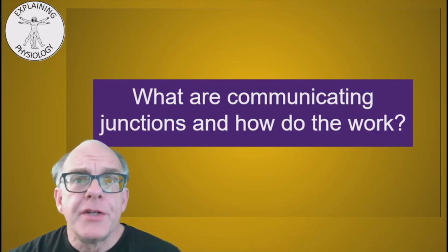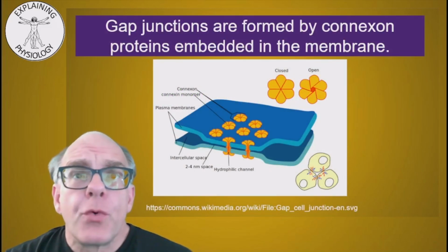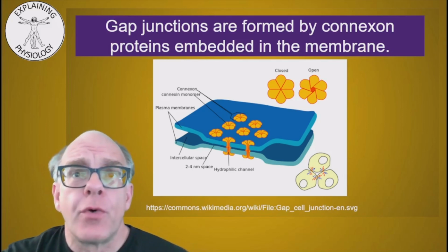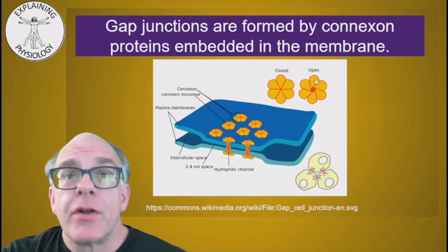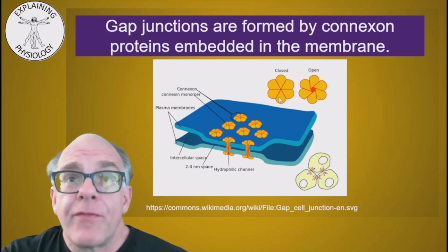What are communicating junctions and how do they work? Another name for communicating junctions is gap junctions, and gap junctions are formed by a complex of connexon proteins that are going to be embedded within the membrane. They're going to be an example of a transmembrane protein. And basically, we've got a series of these individual proteins coming together to form this gap junction complex.